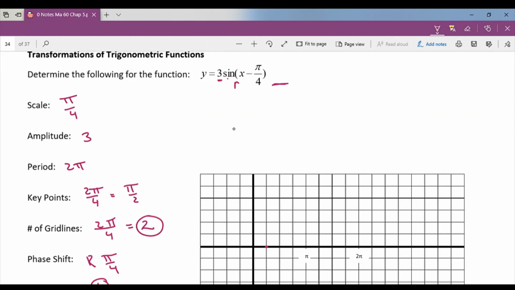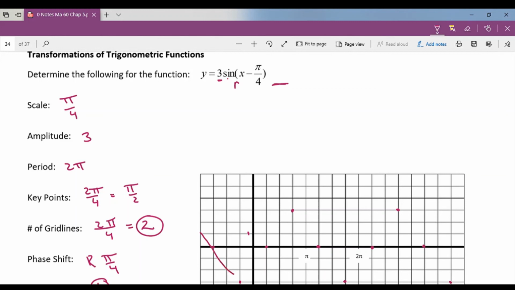By doing a key point, I'm going to be going up to 3. If there's nothing written here, assume that this is 1. So in 2 grid lines, I'm going to go up to 3. In another 2 grid lines, I'm going to go down to 0. In another 2 grid lines, I'm going to go down to -3. In another 2 grid lines, I'm going to go back up to the midline. In another 2 grid lines, I'm going to go up to 3, back to 0, down to -3. Can't fit more. Make sure you go left, so 2 grid lines, down to -3. 2 grid lines, back up to 0.